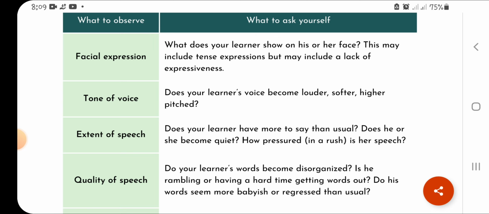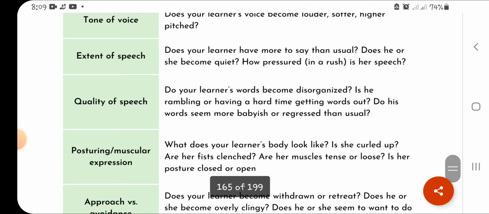And baka naman mas nape-pressure siya na magsalita in her speech, or mararamdaman niyo yun sa kanyang tono ng pananalita kung siya ay nape-pressure. And also, we also have to look at the quality of speech. Do your learners' words become disorganized? Is he rambling or having a hard time getting words out?